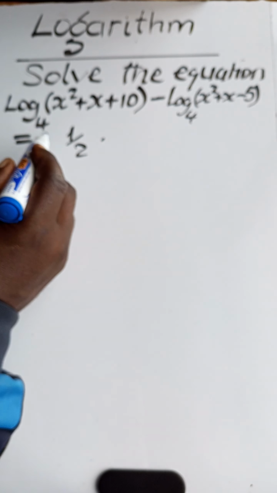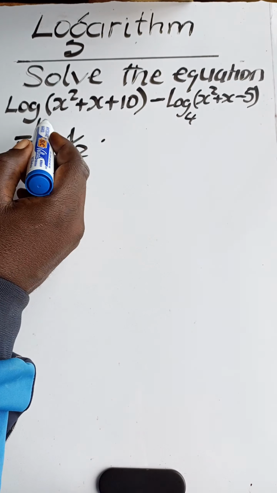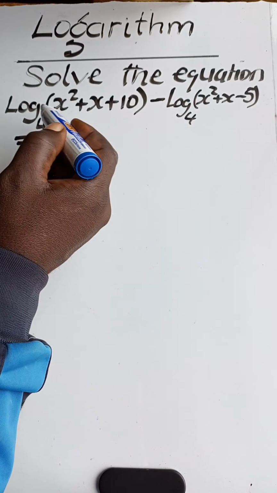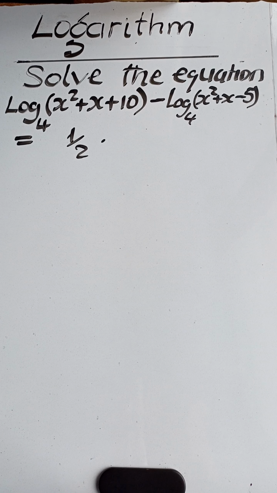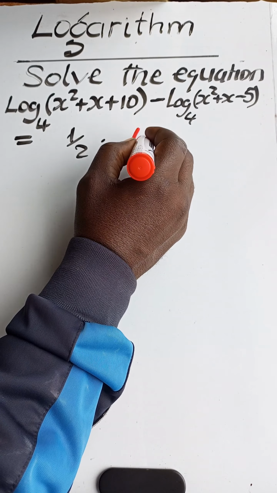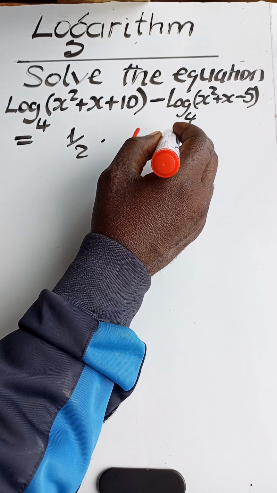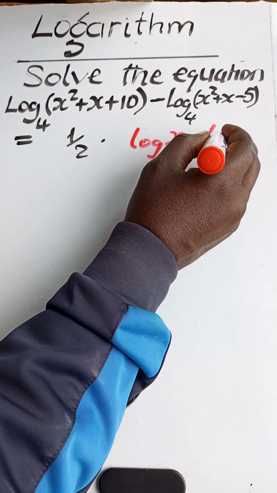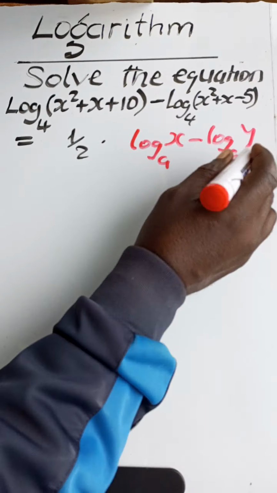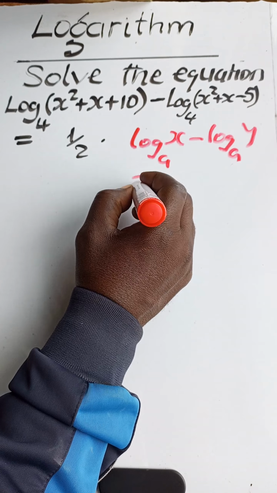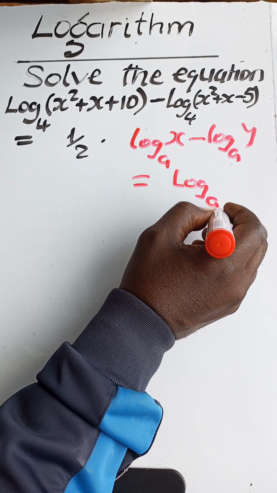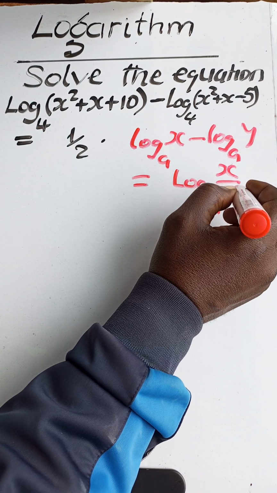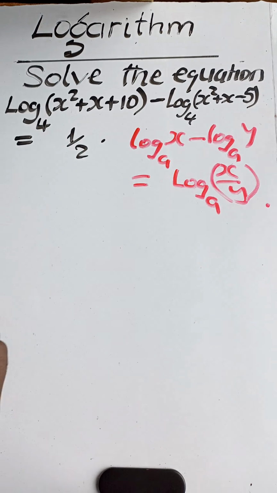Okay, now what we quickly see is that the base used here is base 4, and we know the law. We use the law log to the base a of x minus log to the base a of y. That law says when it is subtraction, we divide. So we have log to the base a of x over y. So that is the law we are going to use.